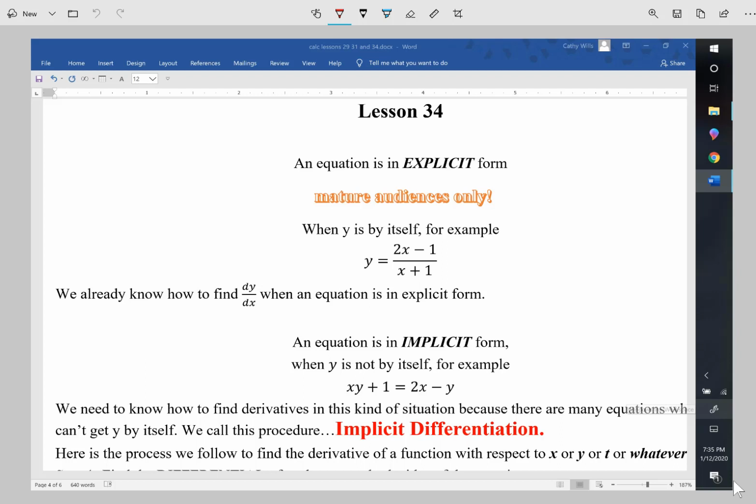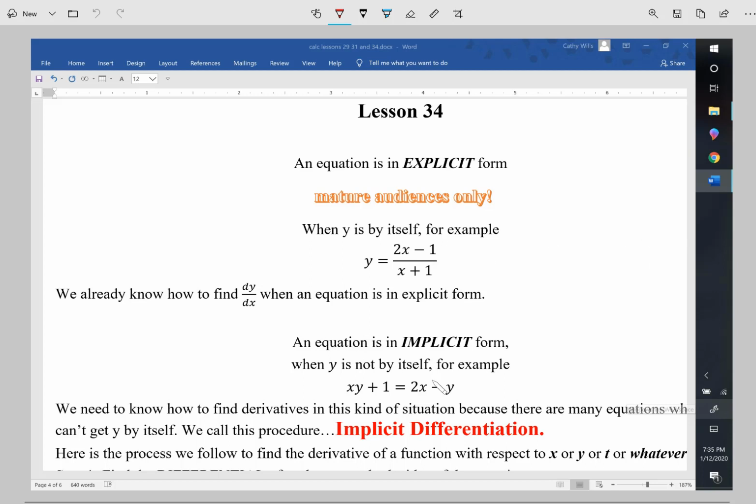Okay, so lesson 34 is about implicit differentiation. So far we've been doing differentiation with equations in explicit form, meaning y is by itself, and all the other things are x's. Not necessarily all the other things with the product rule, sometimes not, but we always had y by itself and everything else on the other side. All right, so we've been doing that.